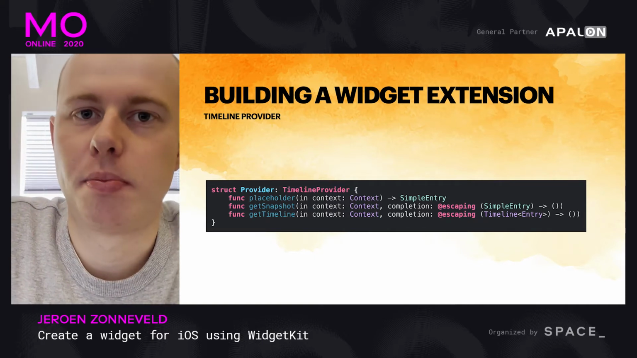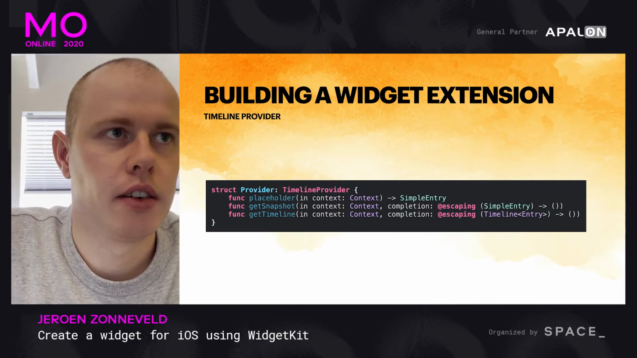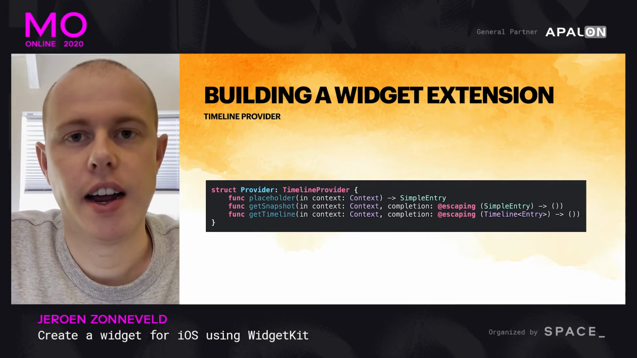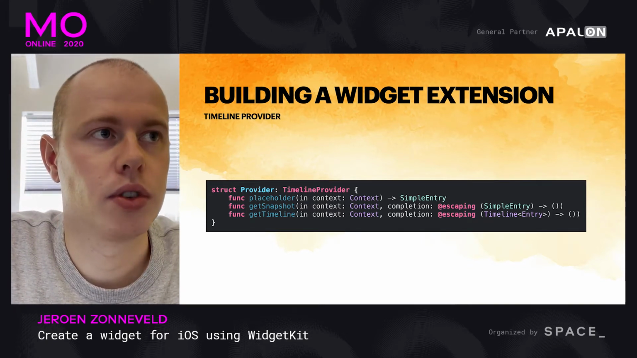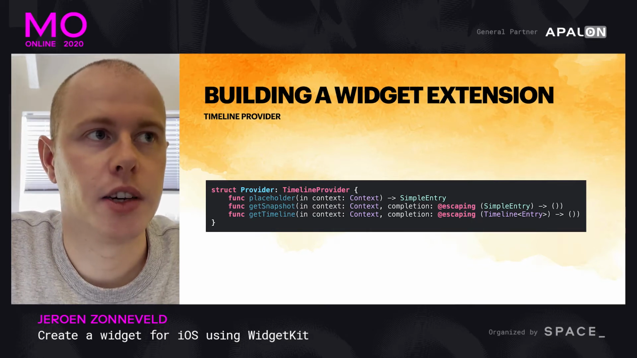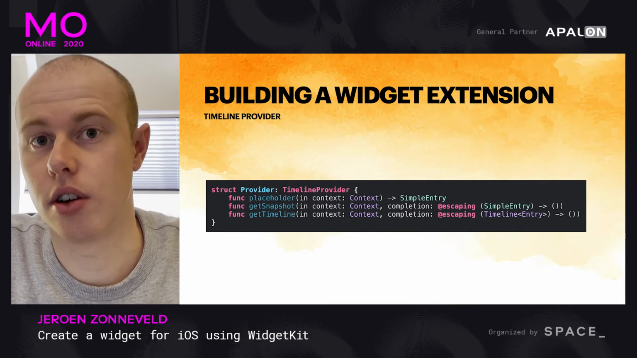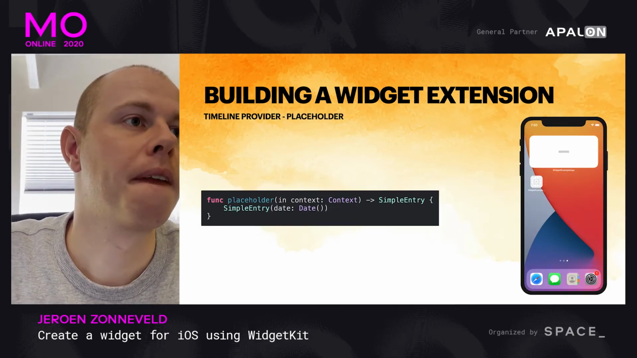So a widget needs a provider, and now let's see how the provider is working. A provider is a protocol which contains 3 functions. It's a placeholder, a snapshot, and a timeline. And so let's go through them.